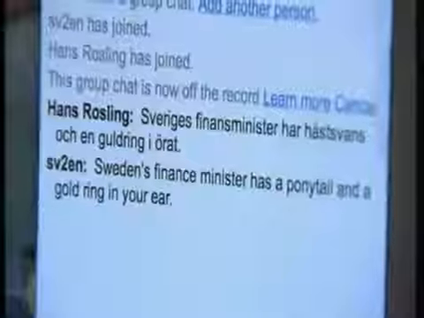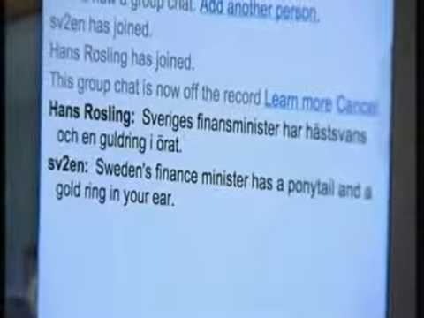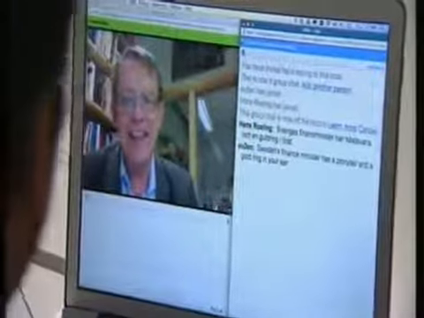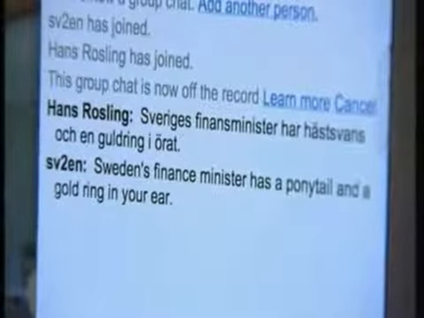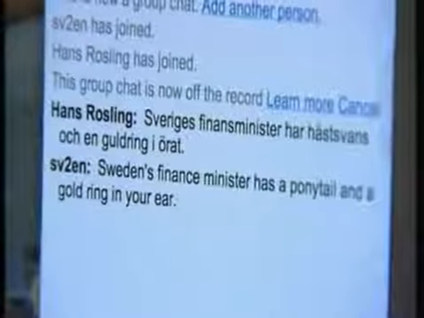Okay, so it says Sweden's finance minister has a ponytail and a gold ring in your ear. So I guess it probably means in his ear. Correct. It's amazing. He comes from the Conservative Party. That's the kind of Sweden we have today.